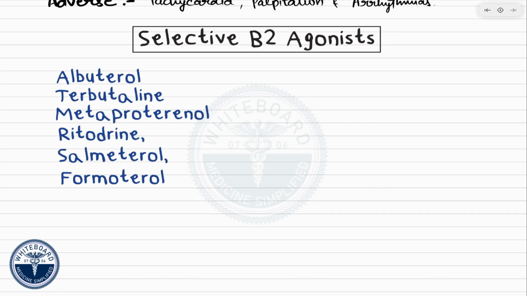Now, let's move on to the beta-2 selective adrenergic agonists. Before discussing these drugs individually, let's first understand why they were developed. We learned that drugs such as isoproterenol stimulate both beta-1 and beta-2 receptors. While beta-2 receptor stimulation produces the desired bronchodilation, simultaneous beta-1 receptor stimulation in the heart can cause unwanted cardiovascular adverse effects, such as tachycardia and palpitations. To overcome this problem, beta-2 selective agonists were developed. These drugs preferentially stimulate beta-2 receptors, producing effective bronchodilation with much fewer cardiovascular adverse effects.